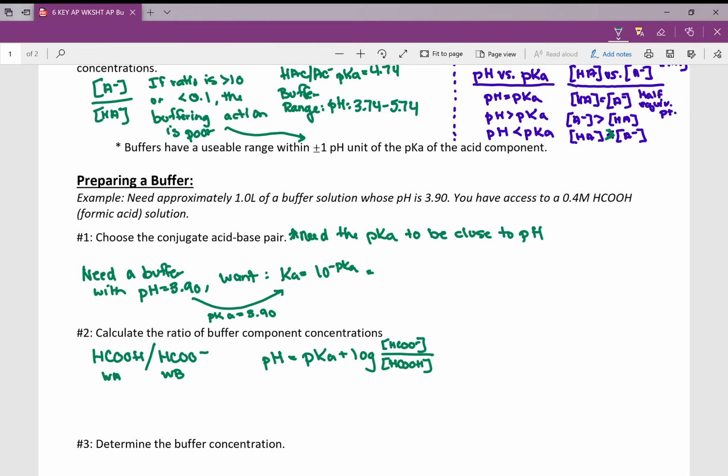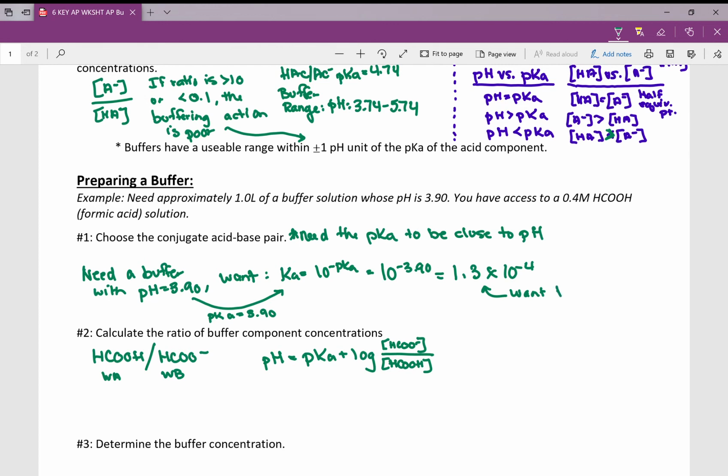So this said that we needed a buffer with a pH of 3.9. So we're going to say that our pKa, ideally, we want to be 3.9. So if we plug this in, we would have 10 raised to the negative 3.90, which would give us 1.3 times 10 to the negative 4. So if we had a couple of weak acids to pick from, we would want to pick one with its Ka closest to this number.